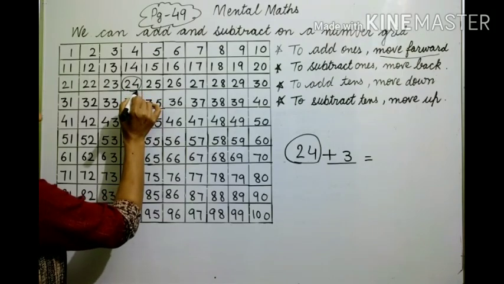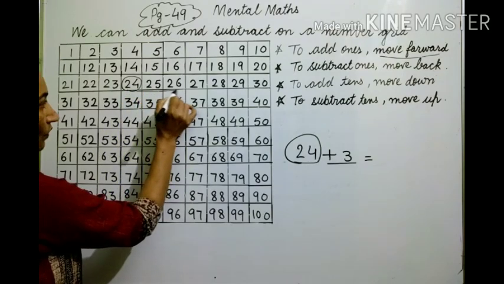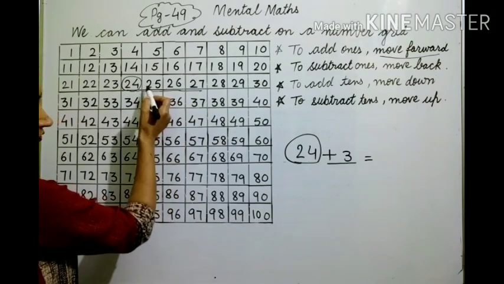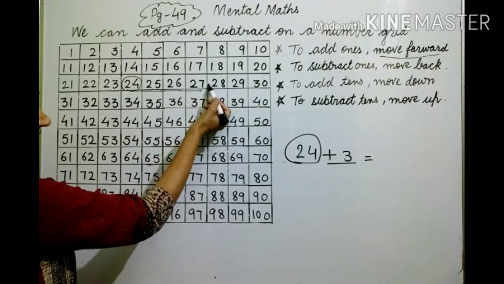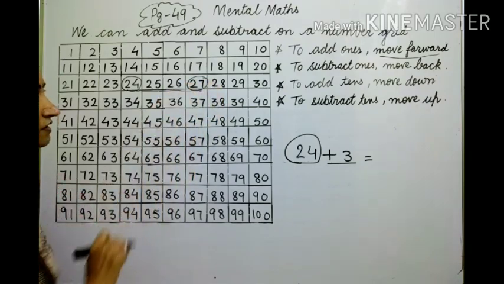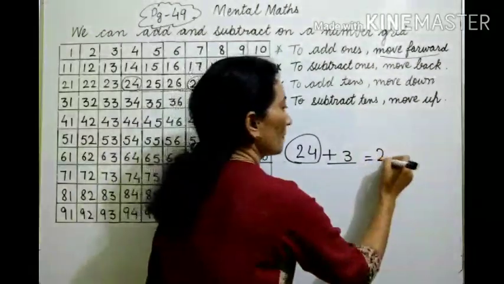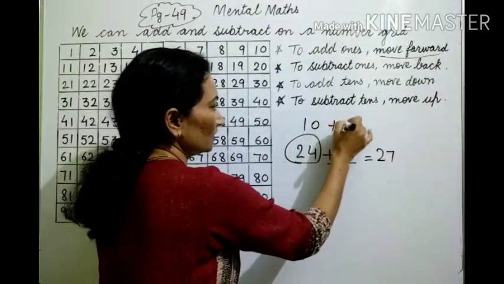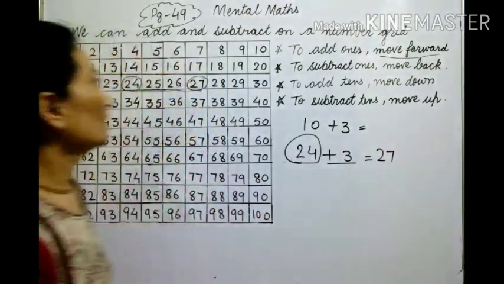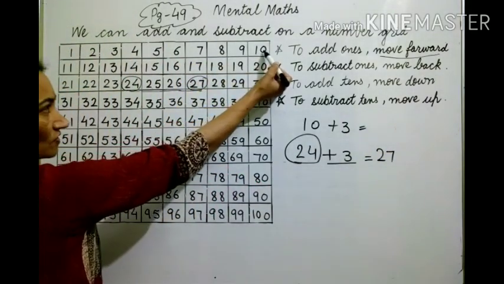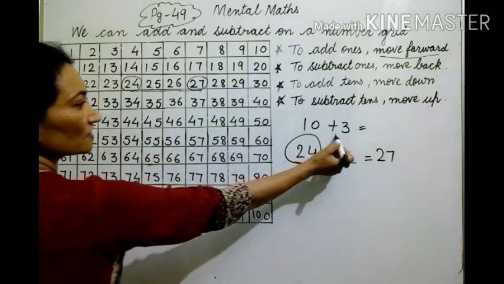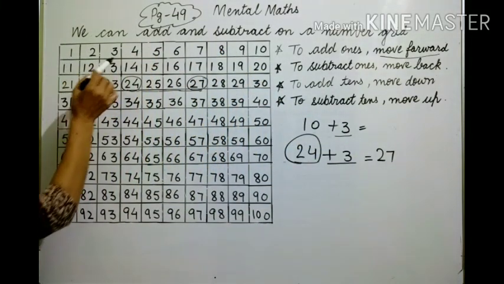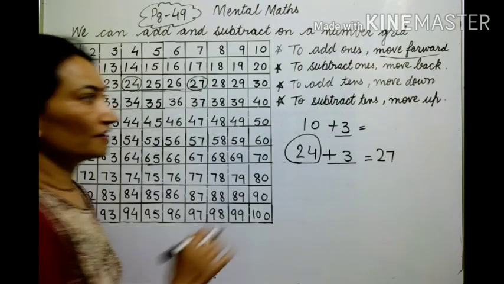1, 2, 3. You will move forward 3 steps. 1 step, 2nd step, 3rd step. You are getting 27. And as I wrote 10 plus 3, then how will we use the number grid? See where is 10 and 3 steps more. You will move forward: 11, 12, 13. So what will be the answer? 13.